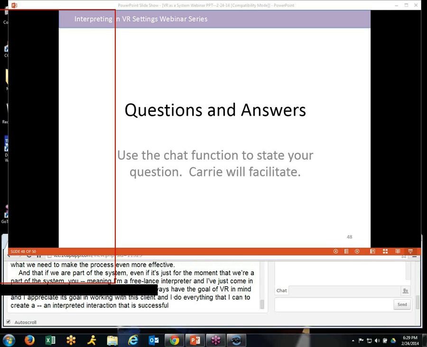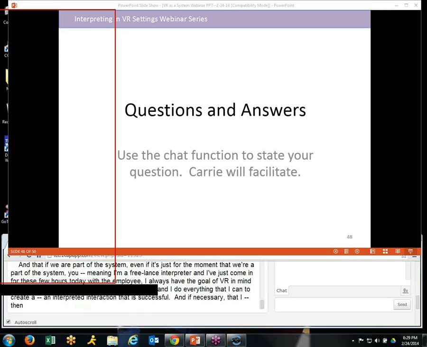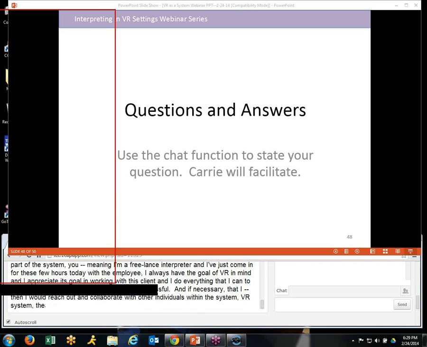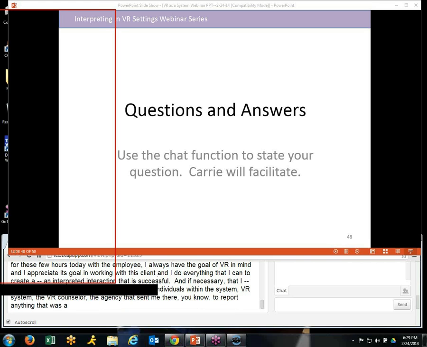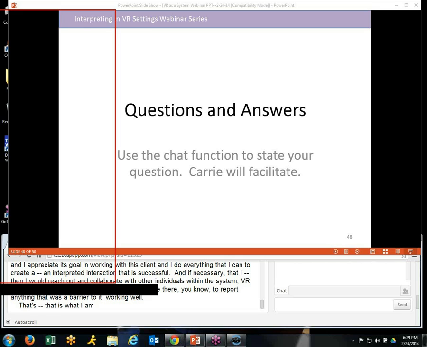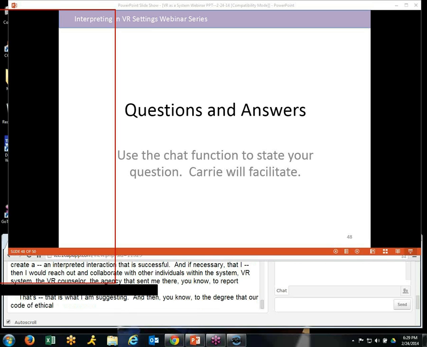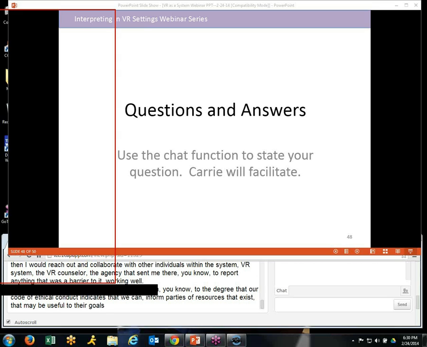And if necessary, I would reach out and collaborate with other individuals within the VR system, the VR counselor, the agency that sent me there, to report anything that was a barrier to it working well. That is what I am suggesting. And then, to the degree that our code of ethical conduct indicates that we can inform parties of resources that exist that may be useful to their goals, certainly we could do that as well.